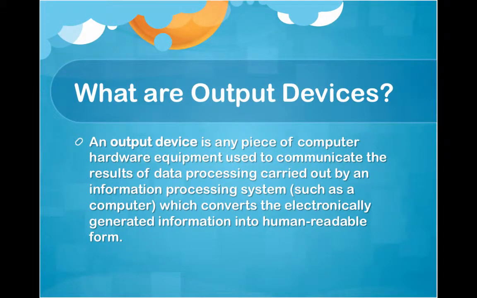Now let's have a look at output devices. Let's start off by also reading the definition together. An output device is any piece of computer hardware equipment used to communicate the results of data processing carried out by an information processing system, such as a computer, which converts electronically generated information into human-readable form.